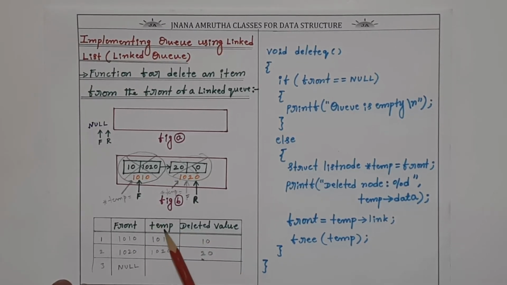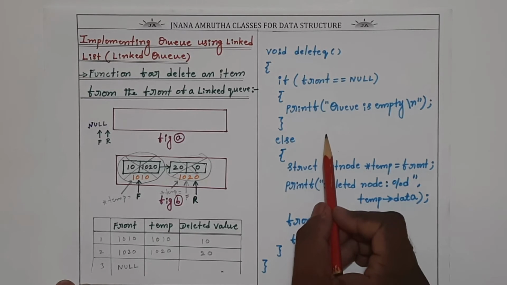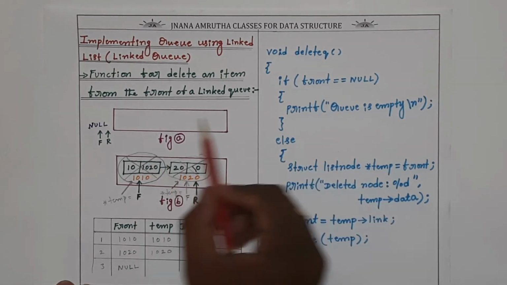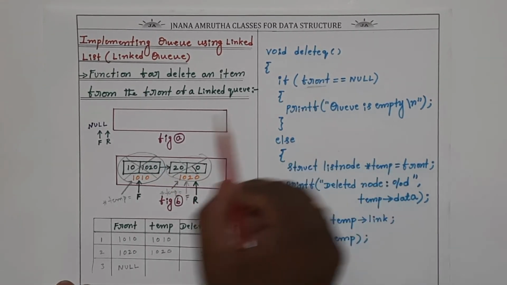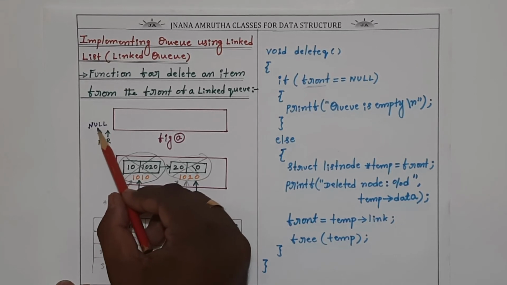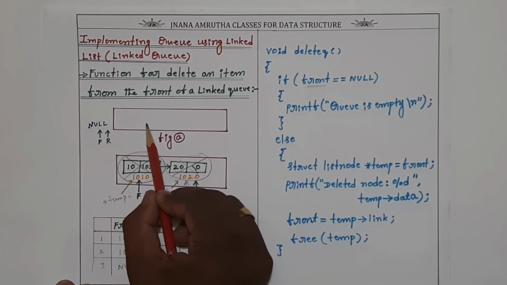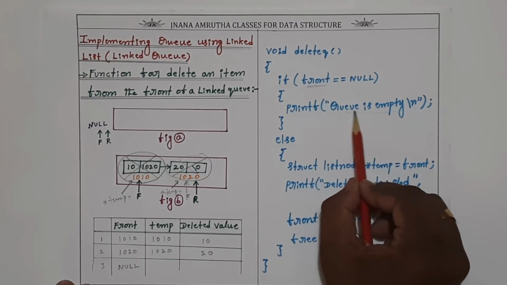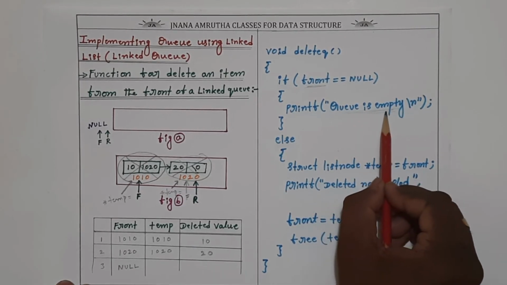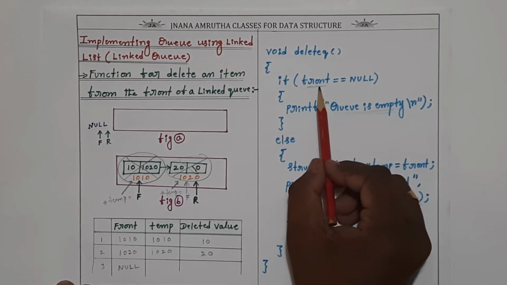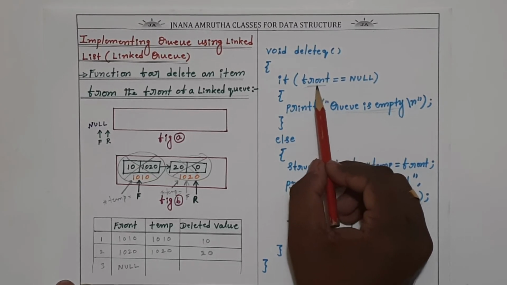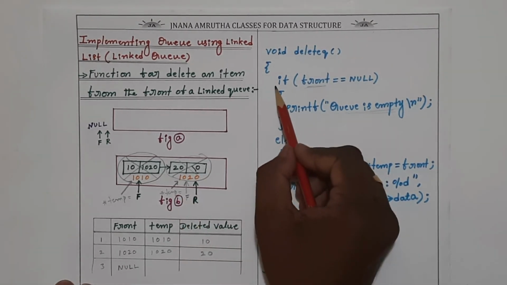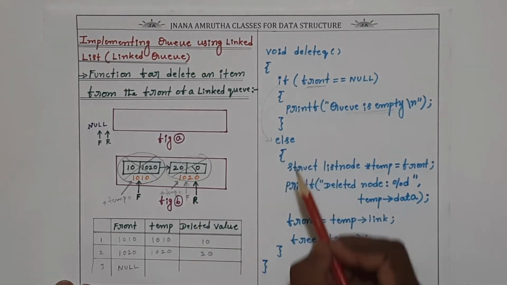Till now, what we discussed, the same thing we have written here as code. Just observe here, this is our delete function. First, the initial condition: front equal to null. In this condition, front is pointing to null value, and in this situation we come to know the queue is empty. Same thing we wrote here. Next, if this condition is false, that is front is not equal to null, as in the second figure here, control directly goes to the else part.